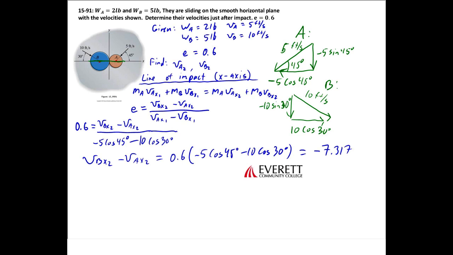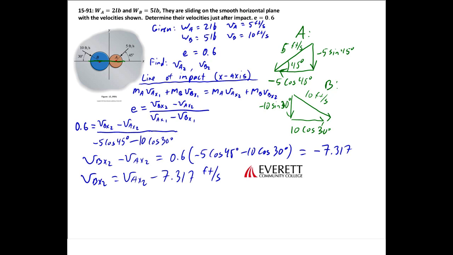Now I'm going to solve for v_bₓ₂, so I get v_bₓ₂ is equal to vₐₓ₂ minus 7.317 feet per second. Okay, so that's our first equation, and we have it simplified down, so we're going to be able to use that.